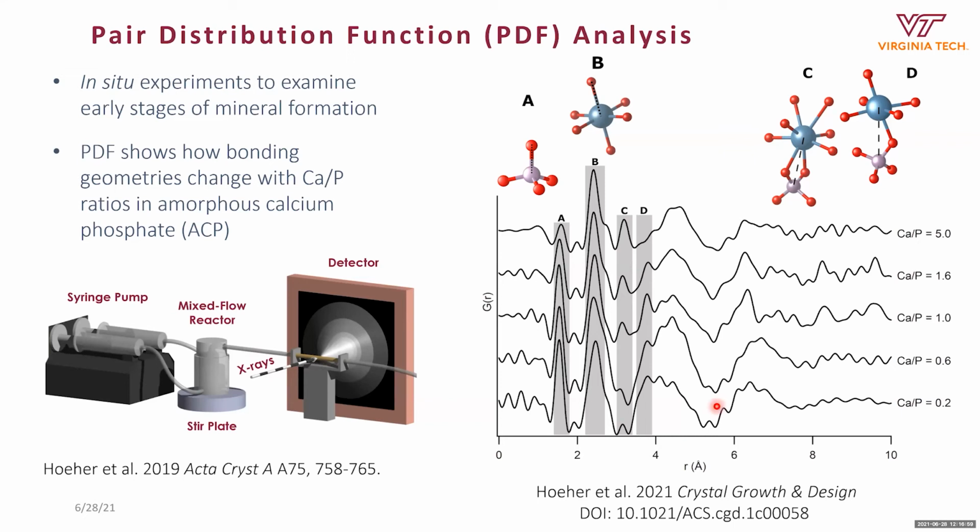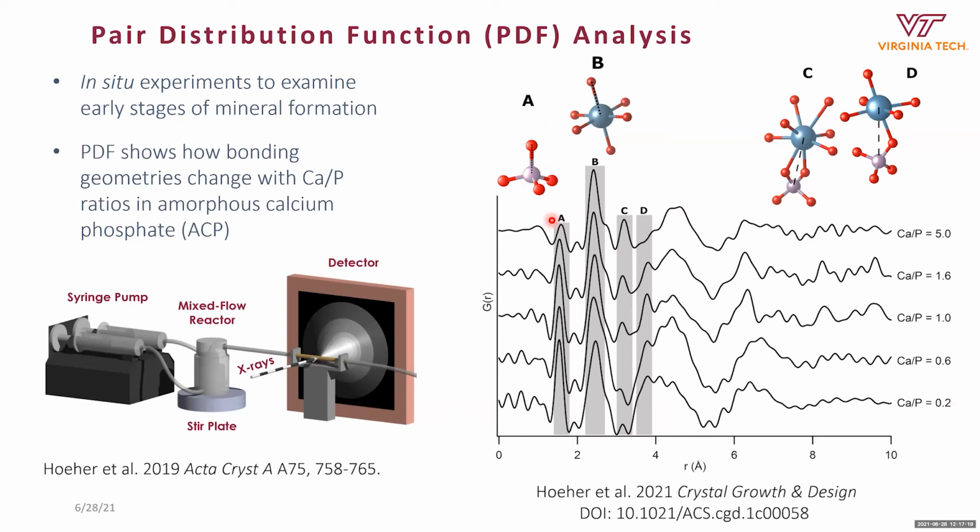And so what's shown in the plot here on the right are 5 different experiments where we've just changed the initial calcium to phosphate ratio to see how that affects the structures of the products that form at 5 minutes of reaction time. And so the way we can, again, just like you saw on that previous slide, sort of take apart the PDF.